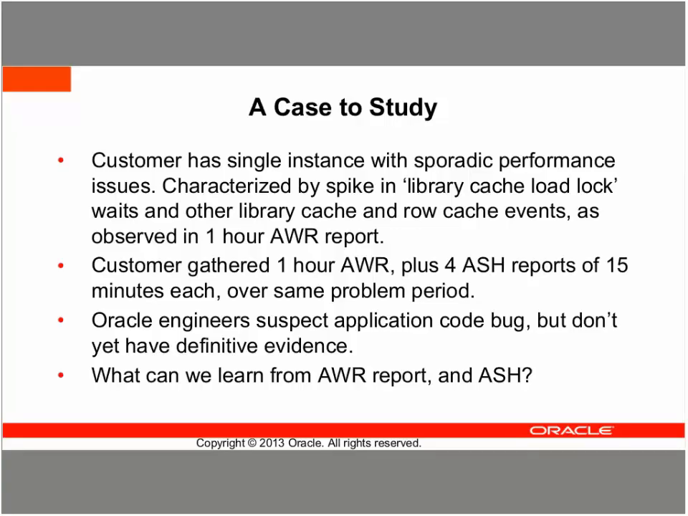So it's a case where they have a single instance, not RAC. They have an intermittent performance issue where they have a spike in library cache load lock waits, and then also some related library cache and row cache events shown in an AWR report. They gathered a 1-hour AWR report, or they generated a report from the samples around that 1-hour period. Plus, fortunately, they got 4 15-minute ASH reports during the exact same period. So we get 2 different views of the same problem, which is, to me, magnificent. It's something we don't see often enough. But it gives us a nice way of comparing and contrasting the 2 views.